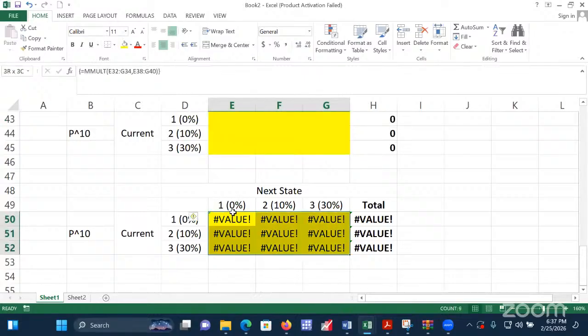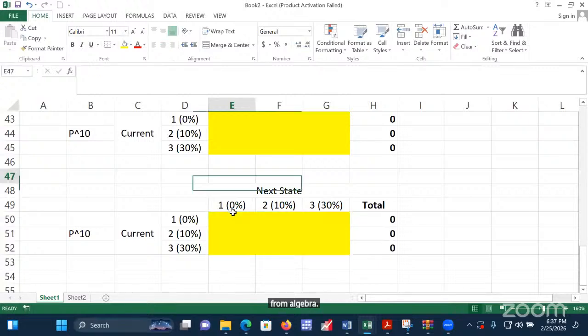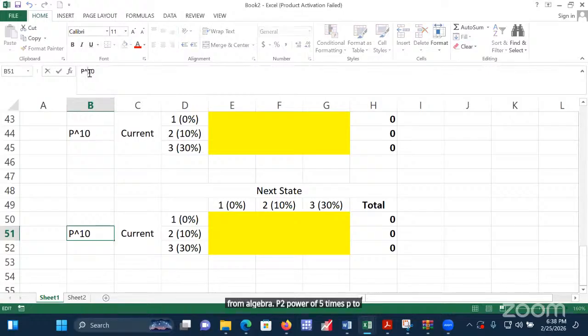From algebra, p to the power of 10 can be p to the power of 5 times p to the power of 5. Do you agree?